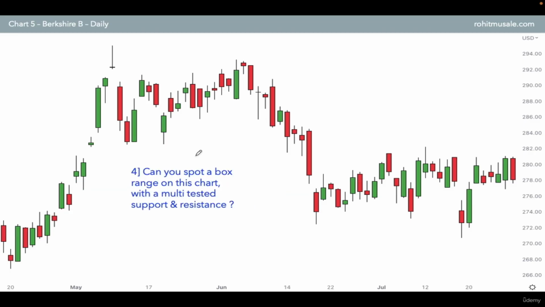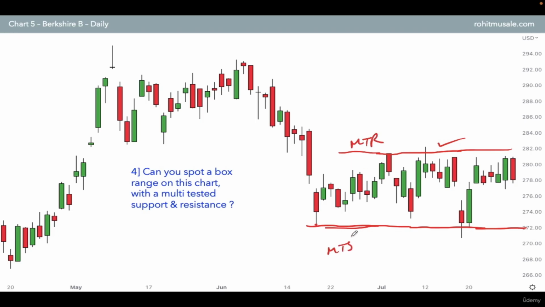Number 4, can you spot a box range on this chart with the multi-tested support and resistance? Well, if you draw a line at the high of this candle, that's a multi-tested resistance. And if I draw a line here at the low of this candle, okay, that's a multi-tested support. So multi-tested resistance, multi-tested support, and that becomes your box range.